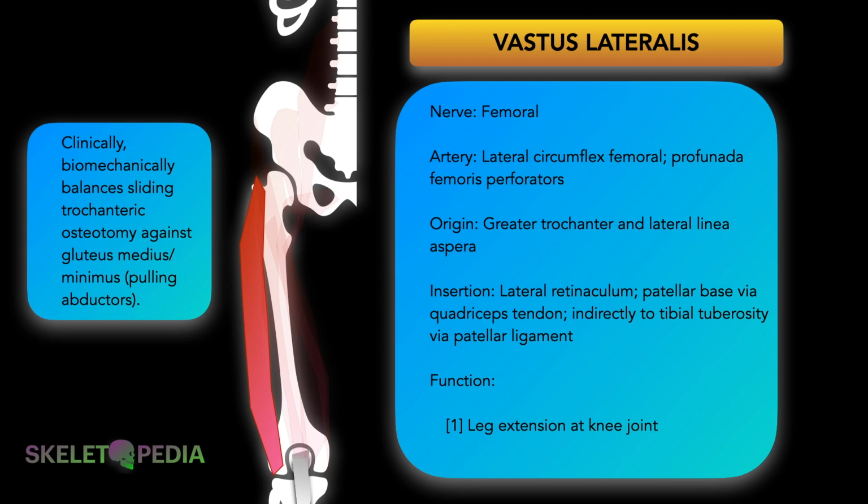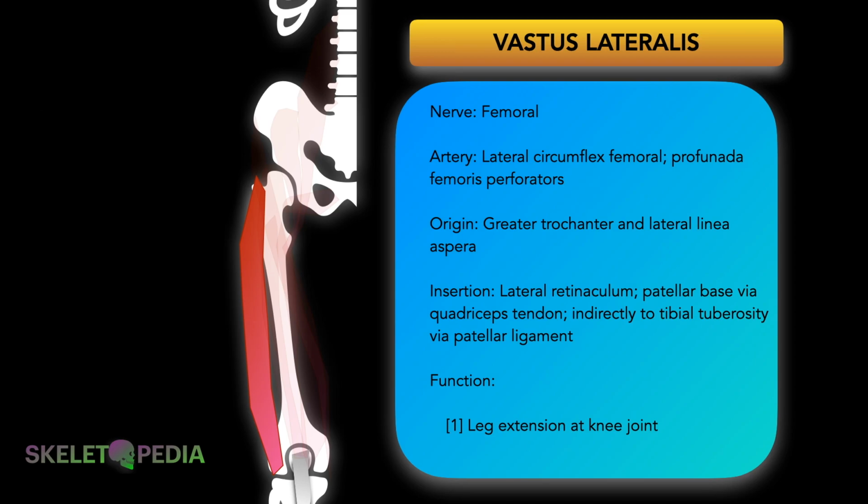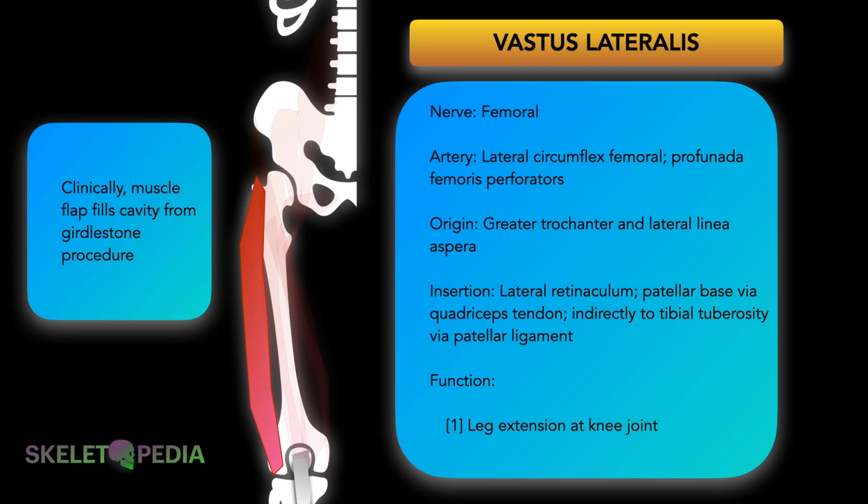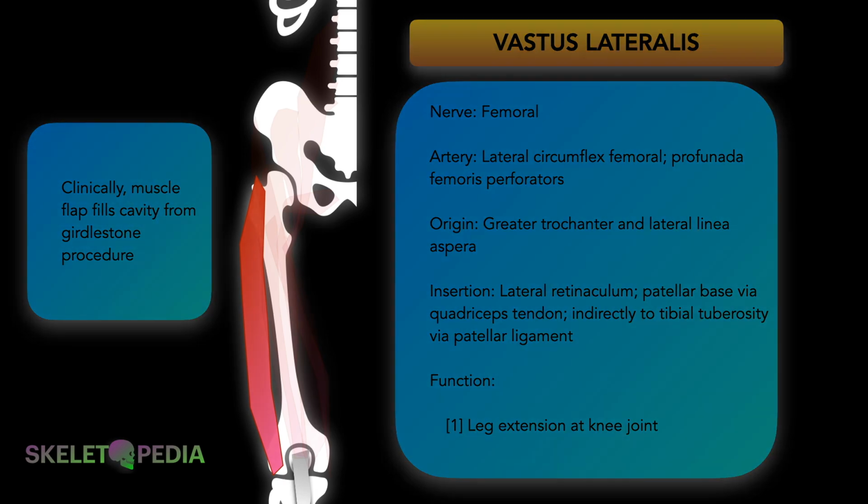Clinically, this muscle biomechanically balances the sliding trochanteric osteotomy against the pulling forces of the gluteus medius and minimus. We'll talk about these muscles in our hip video shortly. Also, this muscle can fill in the cavity from a Girdlestone procedure.